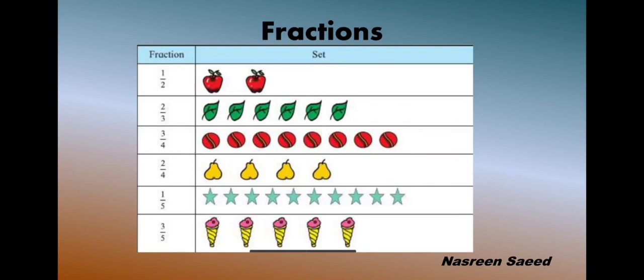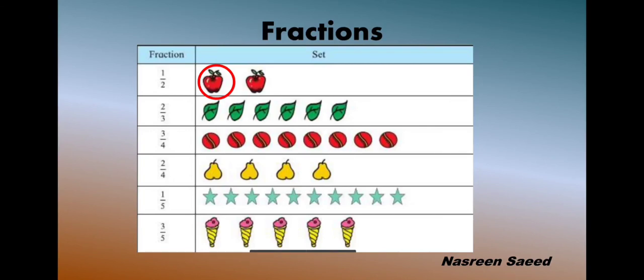Now let us try to circle the portion of the set equal to the given fraction. Now the fraction is given and we have to circle the set. Now if you see in the first set we have 2 apples. And the fraction we have to circle is half. So how many apples are we going to circle? Yes, we'll circle 1 apple, that is half. दो का half 1.